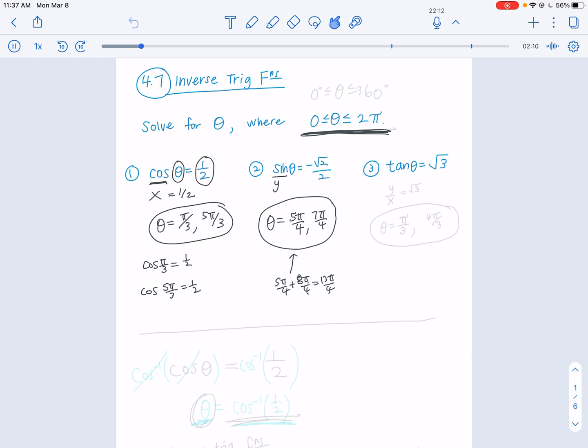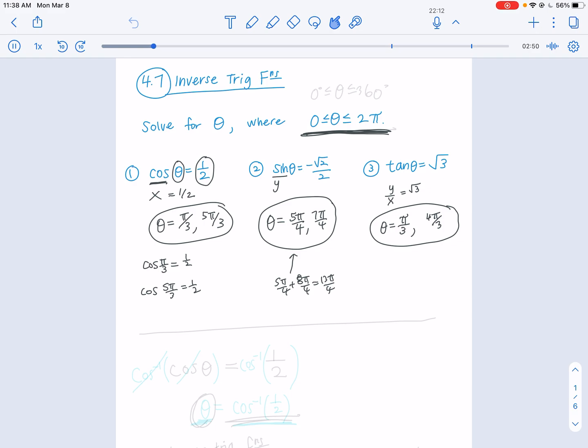Okay, tangent theta equals root 3. That means at what angle is your y over x equal to positive root 3 from 0 to 2 pi? Where is y over x equal to positive root 3? Where is it? Pi over 3. You're looking at your unit circle, you're looking at y over x, and in quadrant 3, because it's negative over negative, giving you a positive, 4 pi over 3. Raise your hand if you actually got all 3 of them correct. Yeah? Okay, nice, very nice.